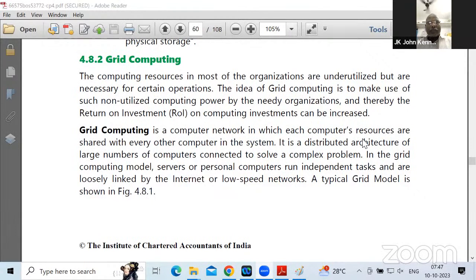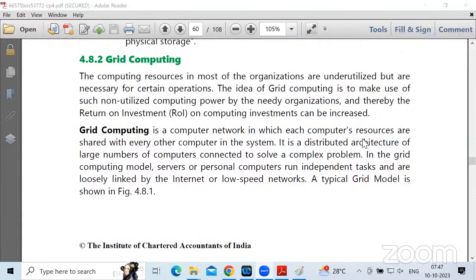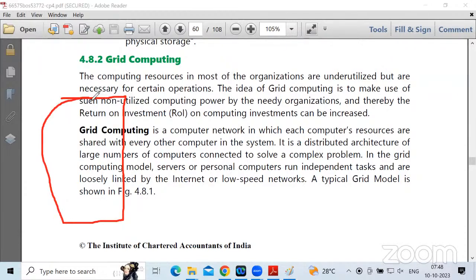Right. Let us resume the session. So grid computing. To explain it, let me give an example. Electricity grid. You would have heard about electricity grid. What is electricity grid? You have a grid here.